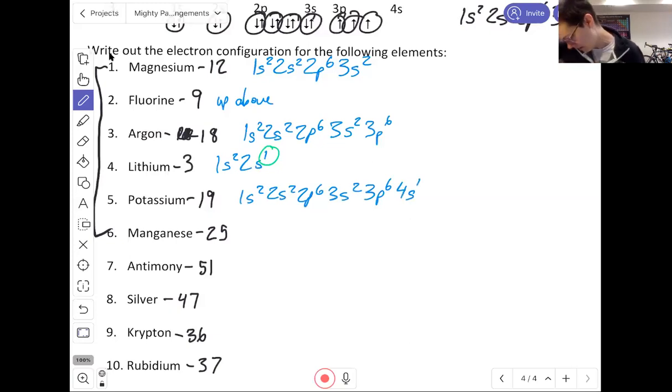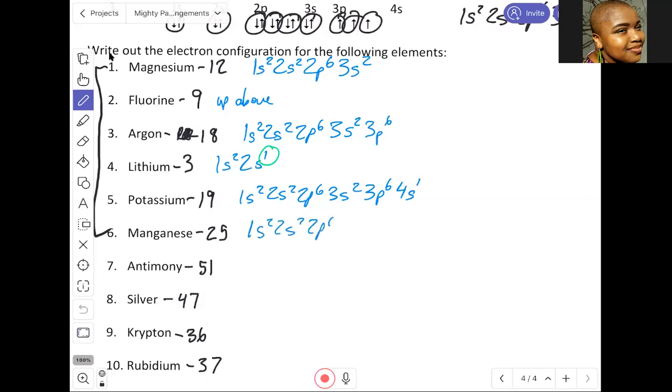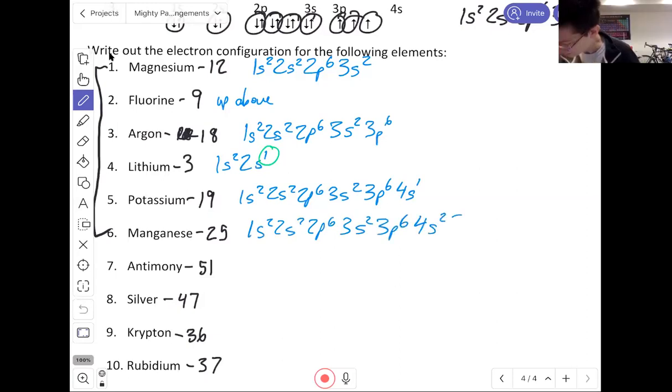Let's do manganese. 1s2, 2s2, 2p6, 3s2, 3p6, 4s2, 3d5. Yes, 4s2, and then 3d5. Because I only need 5. If I had written 3d10, I would have way too many electrons. I only need 5 in that last spot, so it does do that.